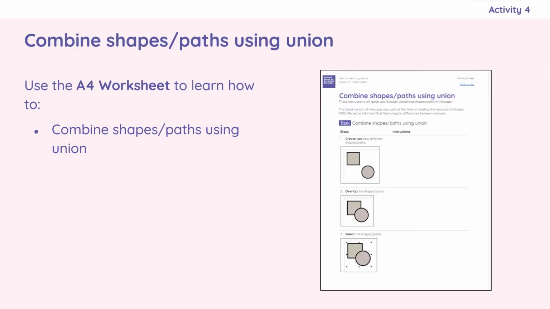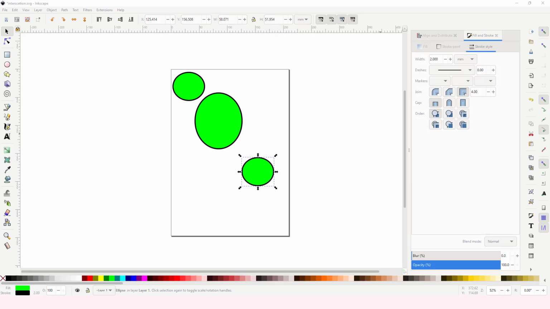The next thing that we're going to look at is how we can use Inkscape to combine shapes and paths. We're going to look at how we do that with union, difference, and intersection. You may have come across these words before in maths looking at things like Venn diagrams, and the meanings are the same. The first one we're going to look at is the union, and a union is where everything that you're combining is all included. Let me show you what I mean by that in Inkscape.